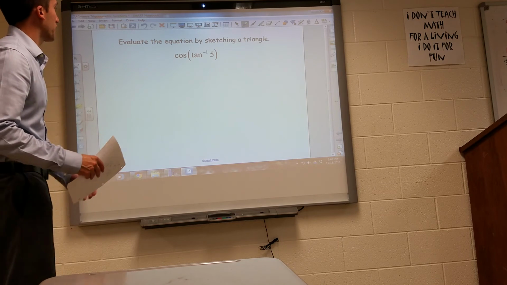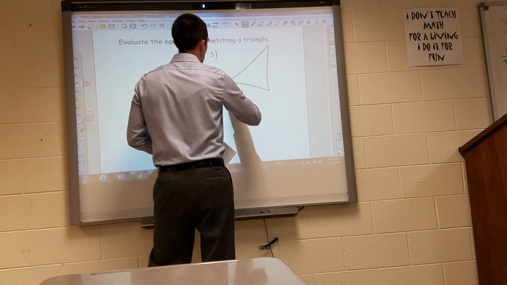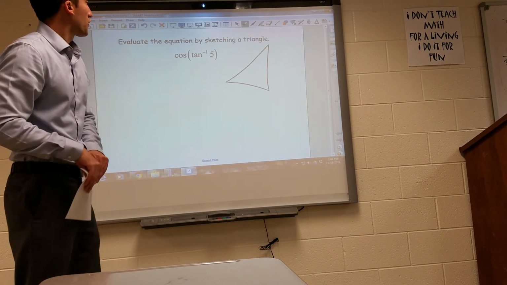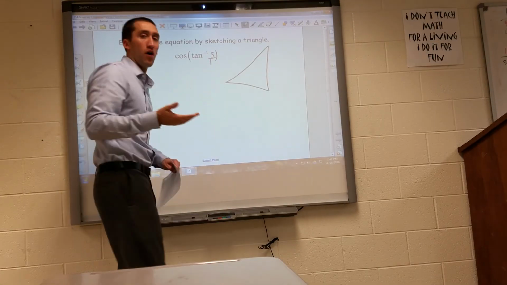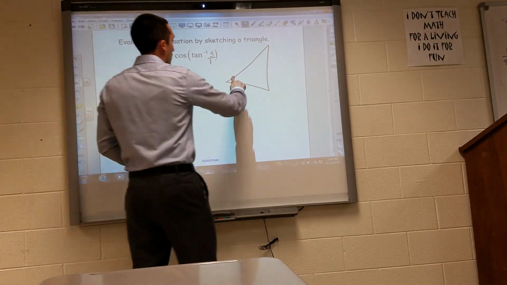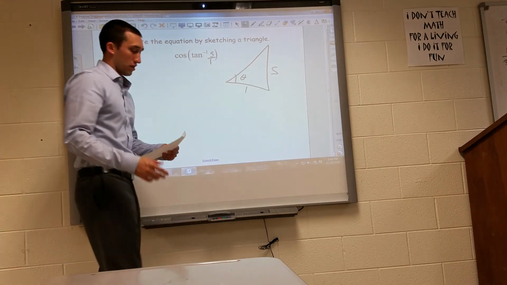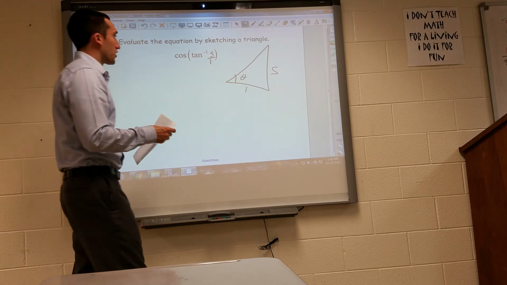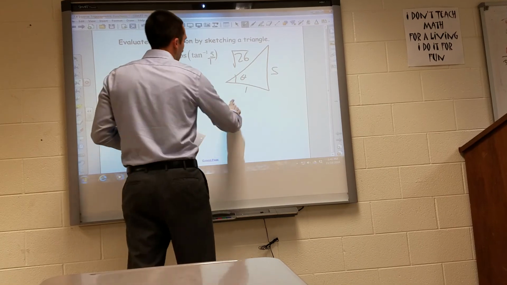One more, just like this. I'm going to go ahead and sketch the triangle. Okay, tangent is opposite over adjacent. So since tangent is 5, we can assume that that's 5 over 1. So opposite of my angle is 5. Adjacent then is length 1. And if you go ahead and do the Pythagorean theorem, you're going to get that your hypotenuse is radical 26. So let me do that real quick.